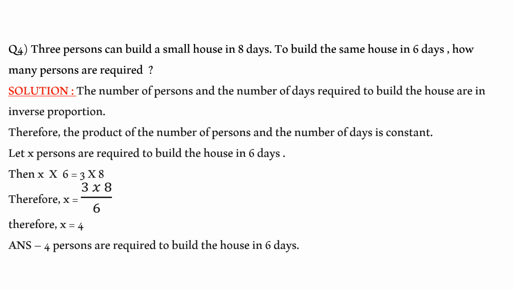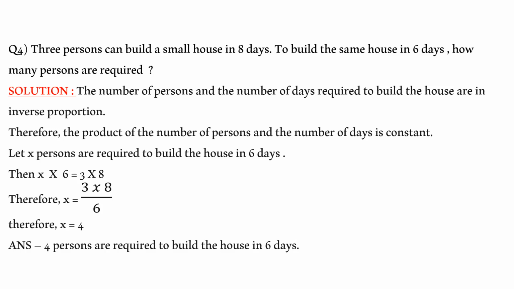So question number 4 is, three persons can build a small house in 8 days. To build the same house in 6 days, how many persons are required? So, three people are building a small house in 8 days. Okay? When there are three persons, they are taking 8 days to make a house.